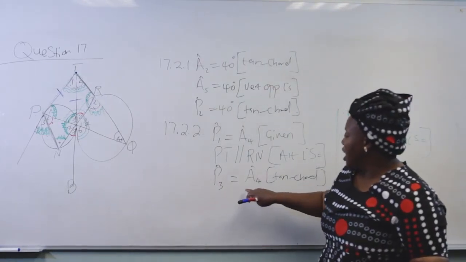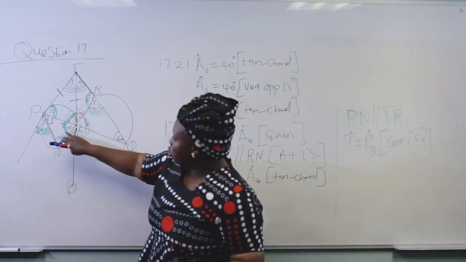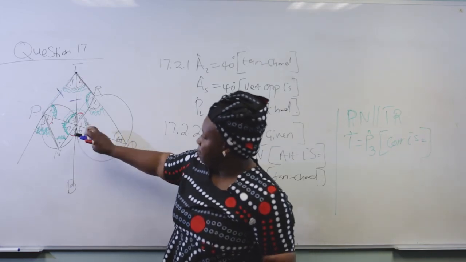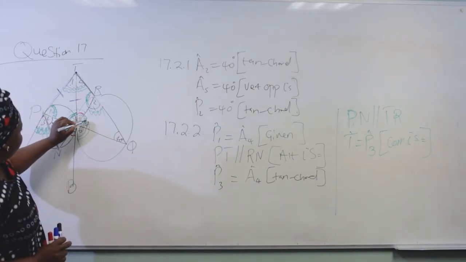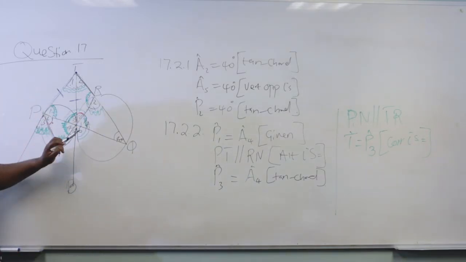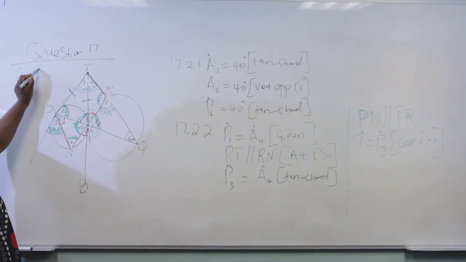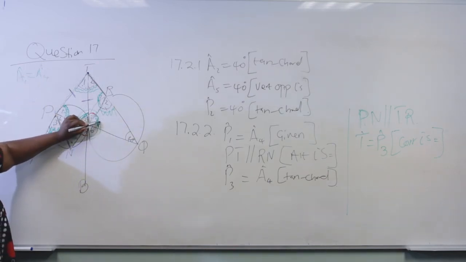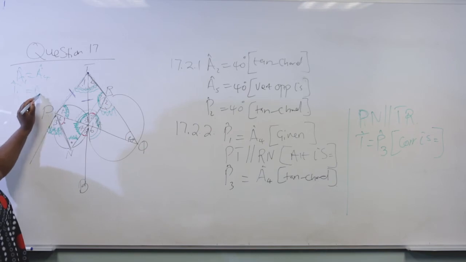So we say P3 is equal to A4. Now we said A4 is also equal to A1. Now A1, which is this one, okay, now A1 is equal to A4. So write it there, A1 and A4. And also A1 is equal to T1 plus T2. So the whole of T is also equal to A1.